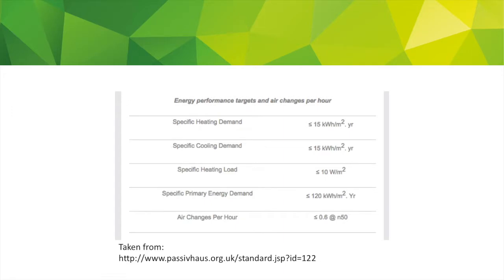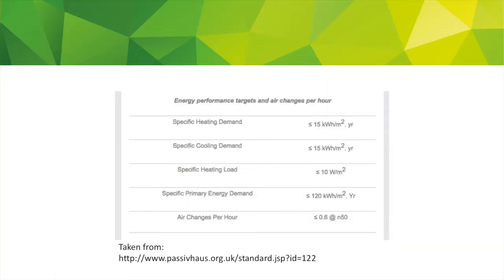So the specific heat demand, that is how much your space heating needs to produce throughout the annual period, which is significantly lower than a typical building. Same with the cooling. Again, this is limiting mechanical cooling. A lot of our UK homes do not have mechanical cooling, so this requirement is not anything to worry about. Secondly, the space heating demand is at 10 watts per meter squared.